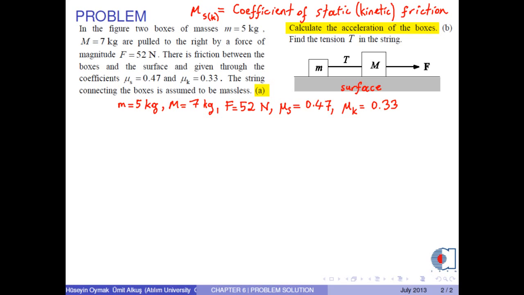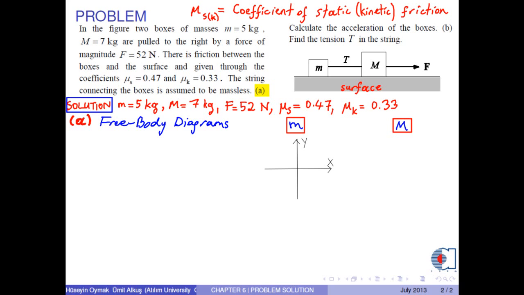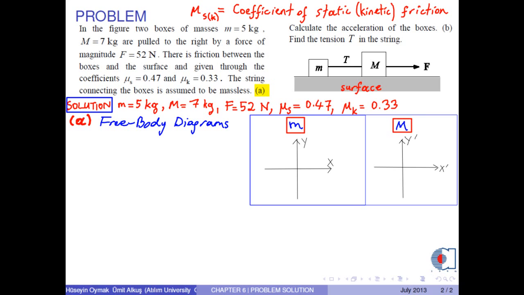A. Calculate the acceleration of the boxes. First of all, we draw the free body diagrams of the boxes. As the first step, we draw the appropriate coordinate axis. For mass m, we have. For mass capital M, we have. And we represent the masses by a big dot. Notice that each mass sits at the origin of their own coordinate system.